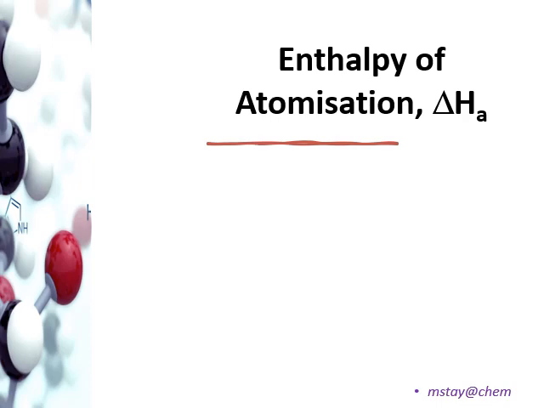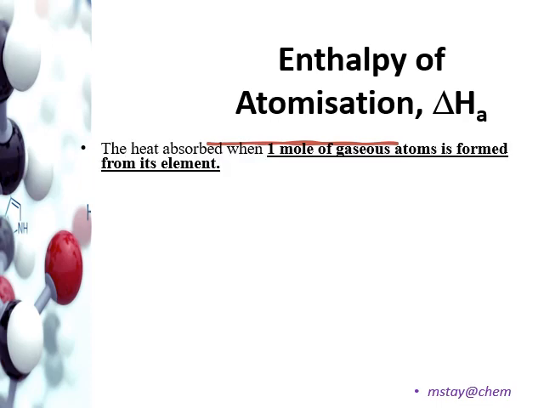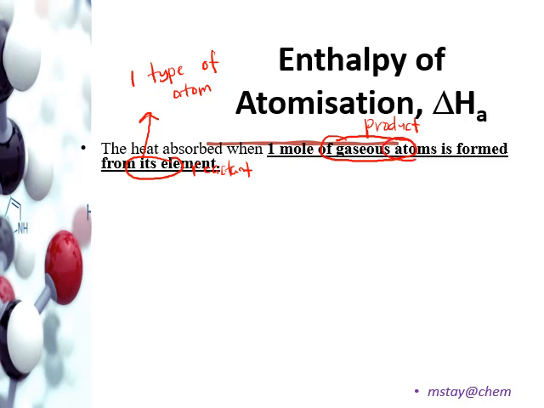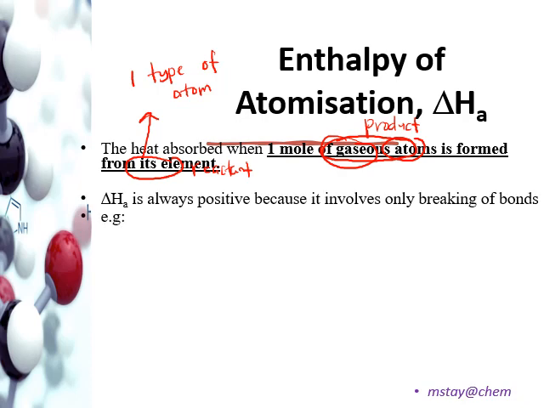Next is the enthalpy of atomization. So let's look here. The heat change when 1 mole of gaseous atom is formed from its element. So the gaseous atom is the product, while the element is the reactant. As in the enthalpy of formation, we already have the idea that the element must consist of one type of atom. Okay, and then the product must be atoms and also in the physical state of gas.